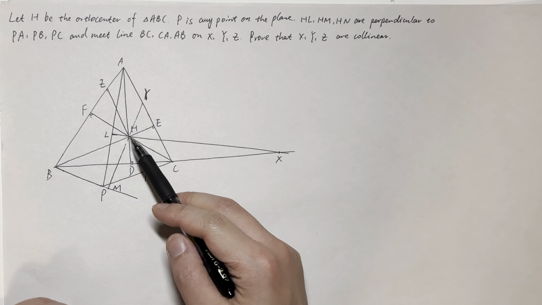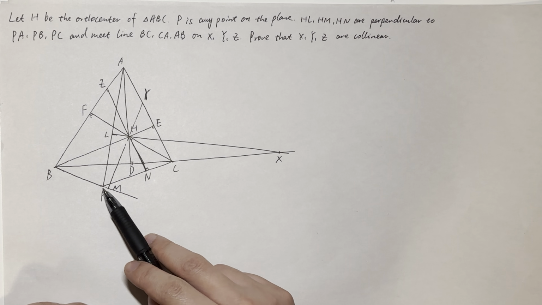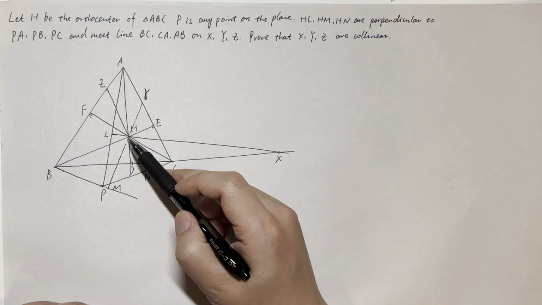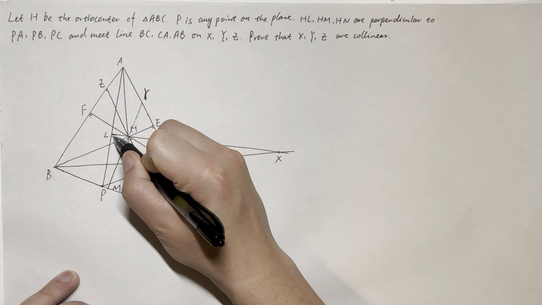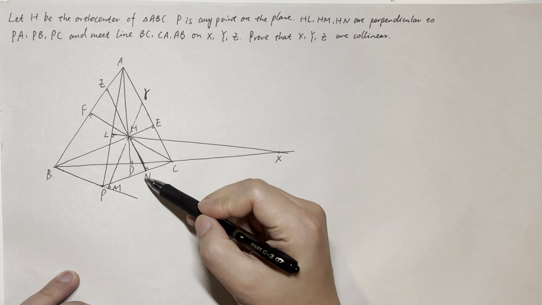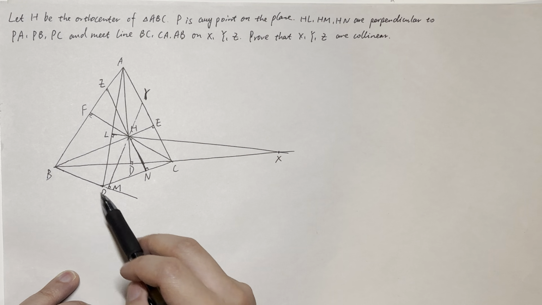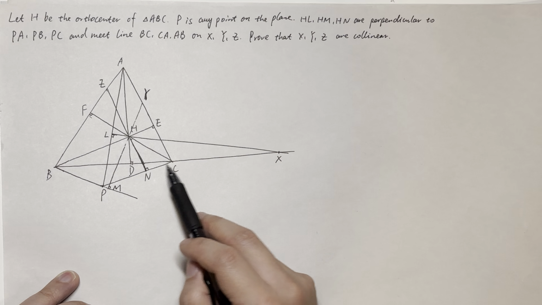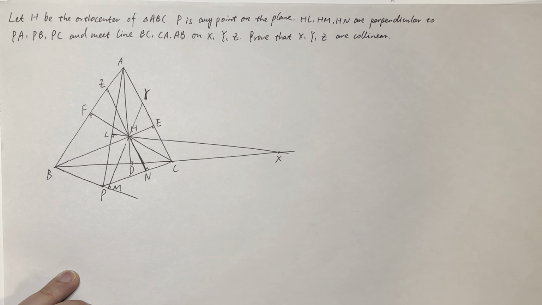Here is a problem. Let H be the orthocenter of triangle ABC. P is any point on the plane. HL, HM, and HN are perpendicular to PA, PB, PC, and meet lines BC, CA, AB at X, Y, Z respectively, right?